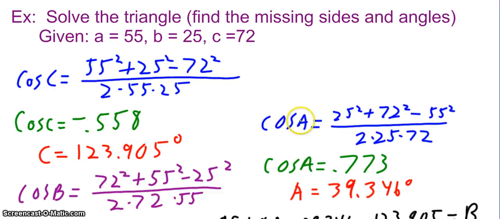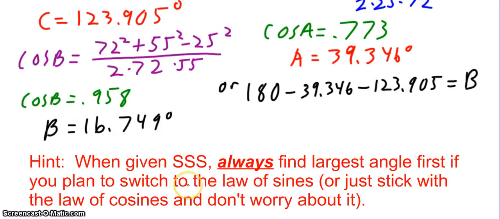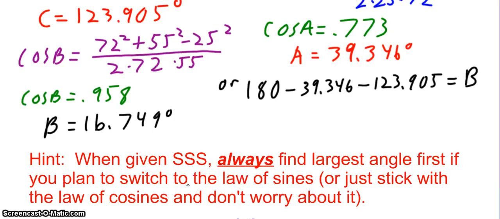Then I went and used the law of cosines to find angle A, doing the same thing, and then I actually did it a third time to find angle B. It's just calculator work at this point. Now, once I found angle C and angle A, I also could have done 180 minus angle A minus angle C to get angle B. Either way, I would get angle B to be 16.749 degrees. Again, as long as you are typing things into your calculator correctly, law of cosines, just stick with it. It's easier than trying to figure out, okay, wait, did I need to find the largest angle or the smallest angle? I don't know. Anyway, moving on.